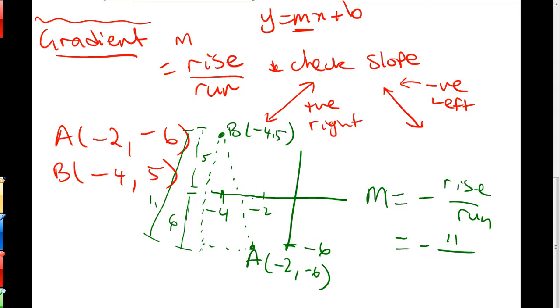Over my run. Well, I've got minus 2 here to minus 4. Obviously, that's a run of 2, right? Or you can just check your distances out. That whole thing is 4. That little part there is 2. So that must mean that little inside there is 4 takeaway 2, which is 2. You get what I did there? 4 takeaway 2 gives you 2 inside here. That's it. That's your gradient. Minus 11 over 2. Any questions?